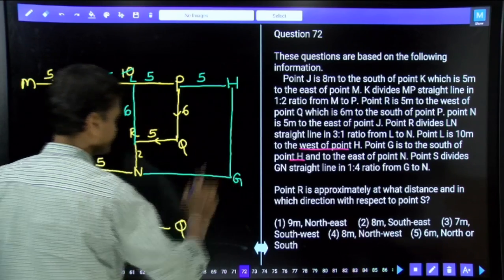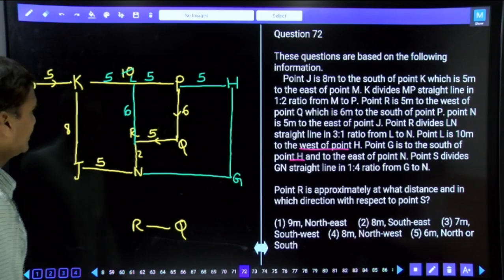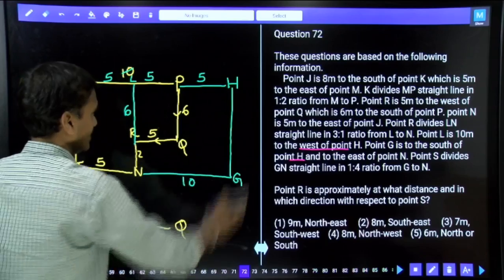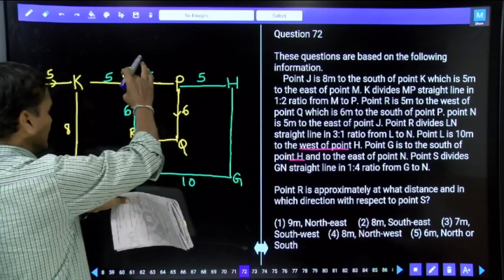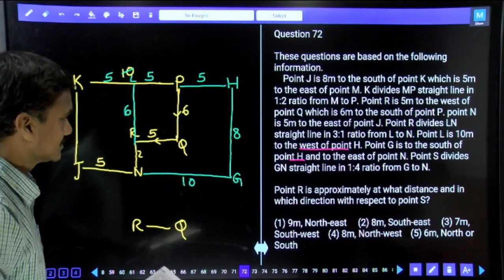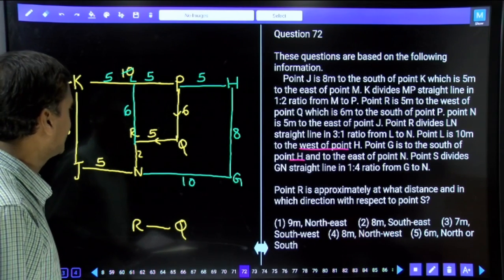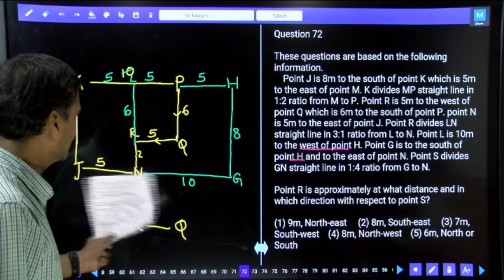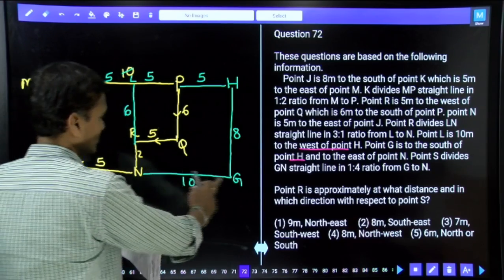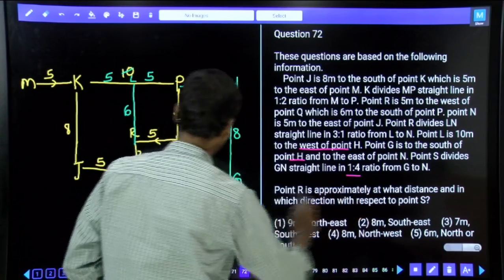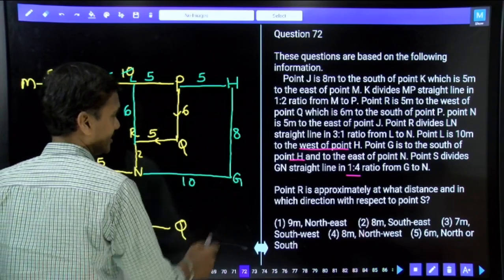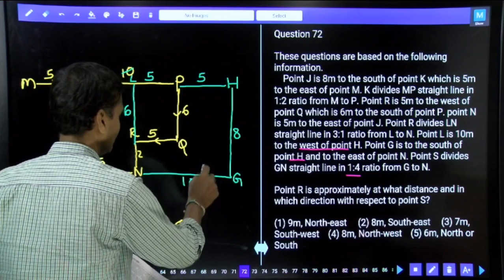Now these two were in a horizontal straight line. Then what is the distance between these two? Here it must be 10, equal to L and H. Now what is the distance between these two? H and G equals L and N. The distance is 8 meters. Done with this? And G is to the south of H and to the east of N. S divides G and N in the ratio 1:4 from G to N. Hence S will be somewhere here.